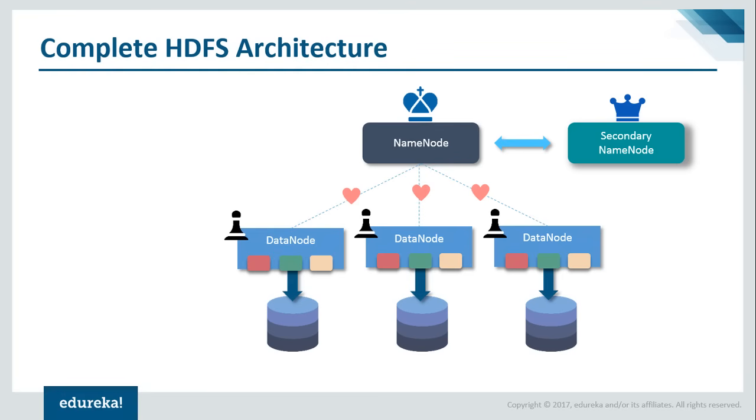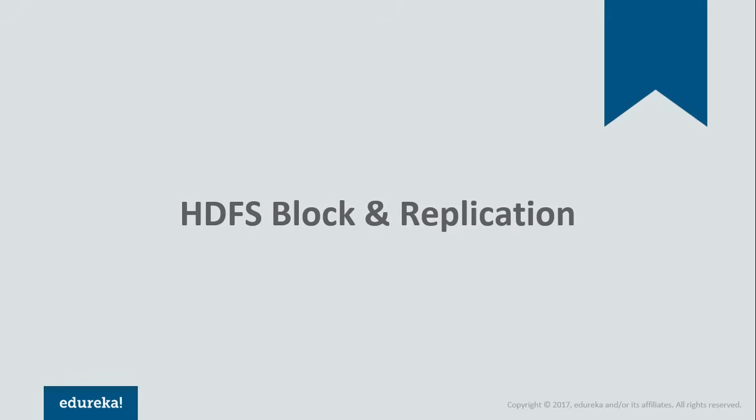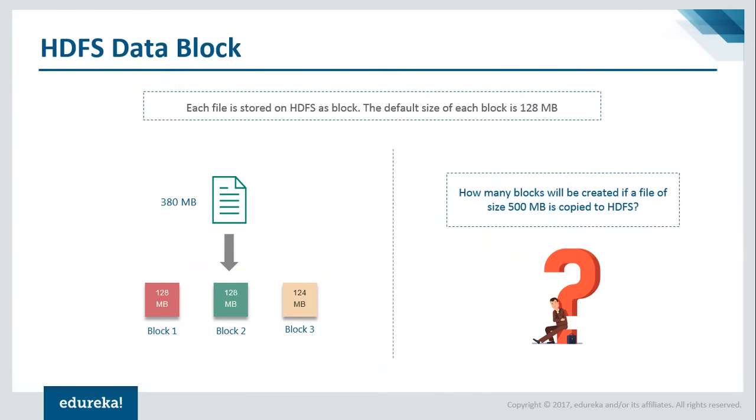So this is the complete HDFS architecture. Now let us talk about HDFS blocks and replication. I told you that every file is stored in HDFS as blocks. Blocks are nothing but the smallest continuous location on your hard drive where your data is stored. In general, any file system stores data as a collection of blocks. Similarly, HDFS stores each file as blocks which are scattered through the Hadoop cluster, and by default the size of each block is 128 MB.